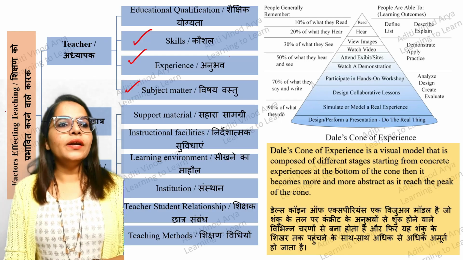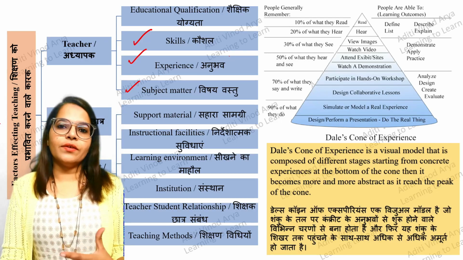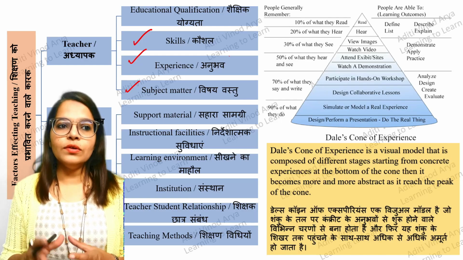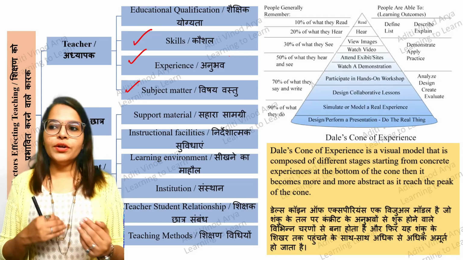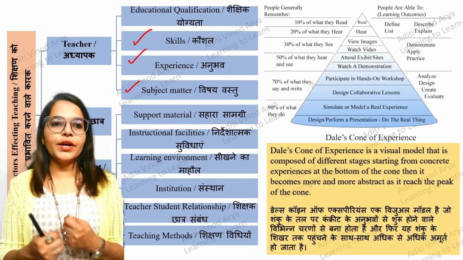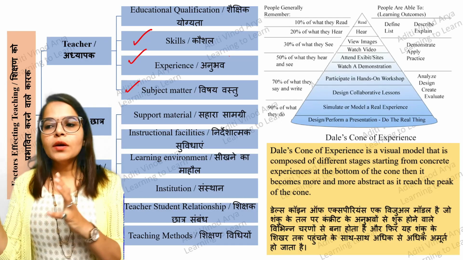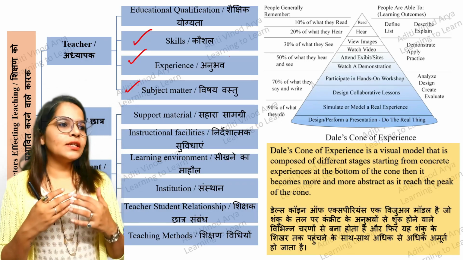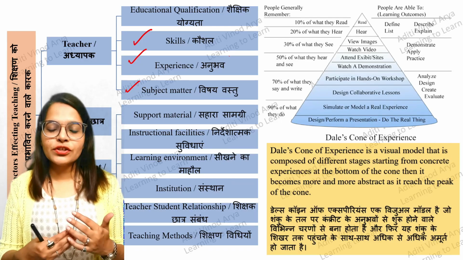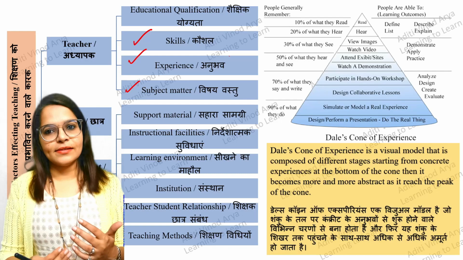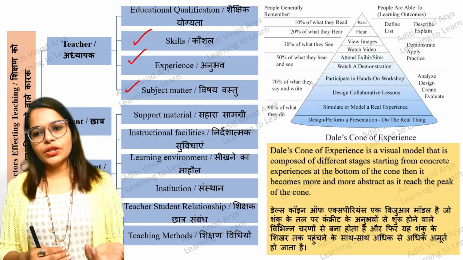The next is student. A student also plays a vital role in making the teaching effective. How does a student play a vital role? If students are ready to learn, ready to remember, ready to understand the concept, then it goes very differently. But if the students are stubborn, or the student doesn't like coming to classes, then it becomes very difficult for a teacher to make the students understand the concept. So of course, factors affecting teaching include the student as well.